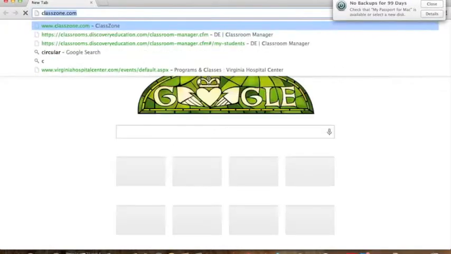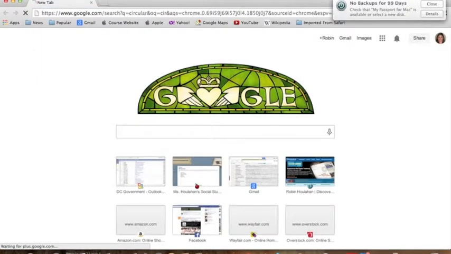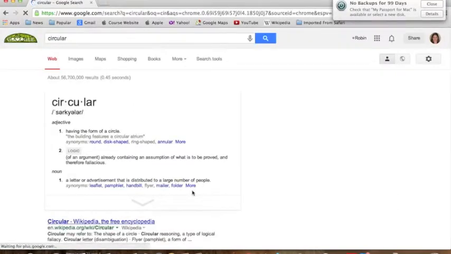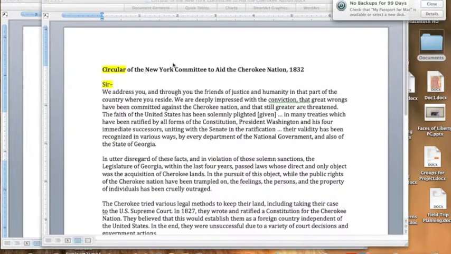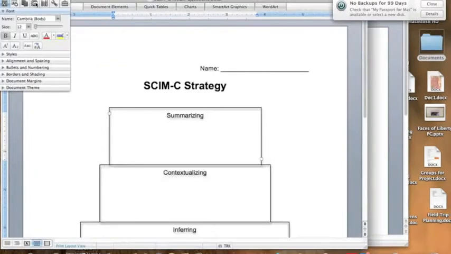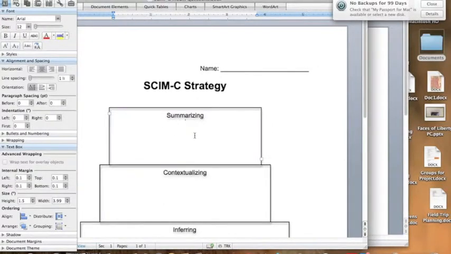And if I look up circular on the internet, it does say that a circular is another word for a letter or advertisement. So I know definitely at this point that it is a letter. And so at this point, what I will do is on my graphic organizer, I will fill in this information. This is a letter.